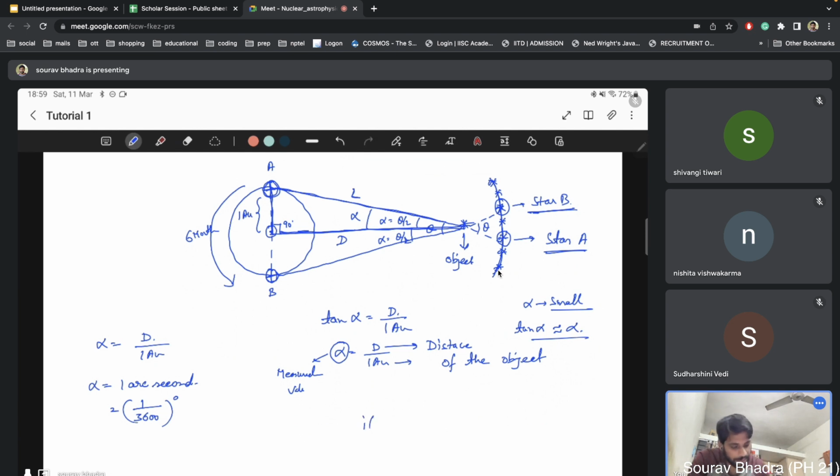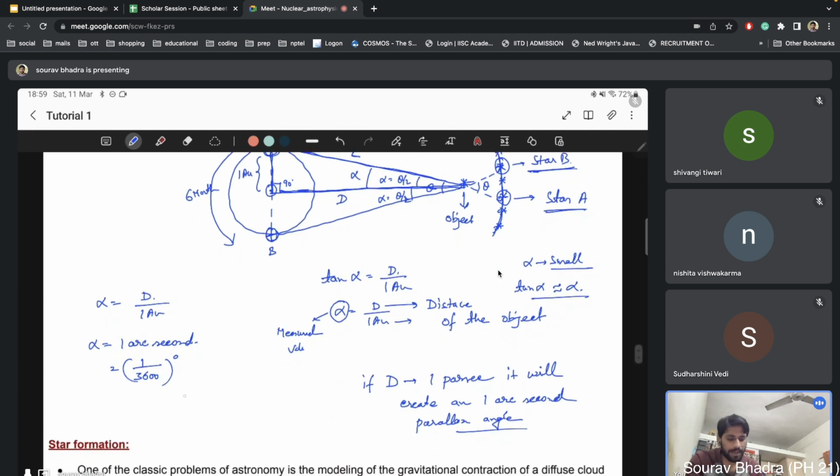So if your D is 1 parsec, it will create a 1 arc second parallax angle. That distance which creates a parallax angle of 1 arc second is called the parsec unit. That is parallax per second, that type of thing.